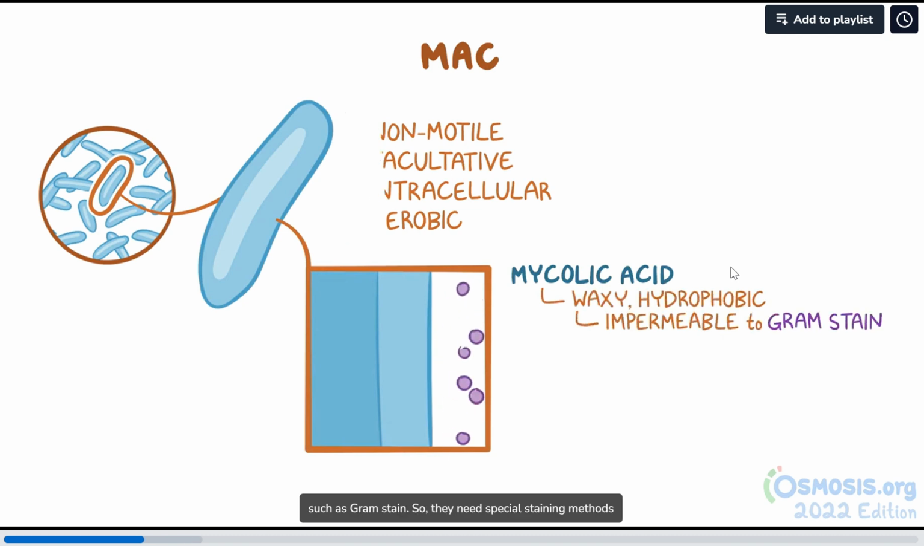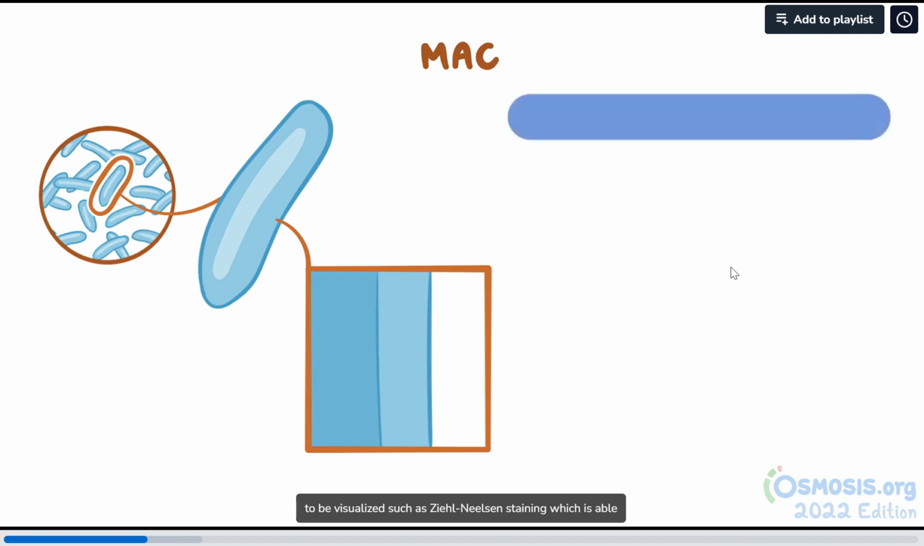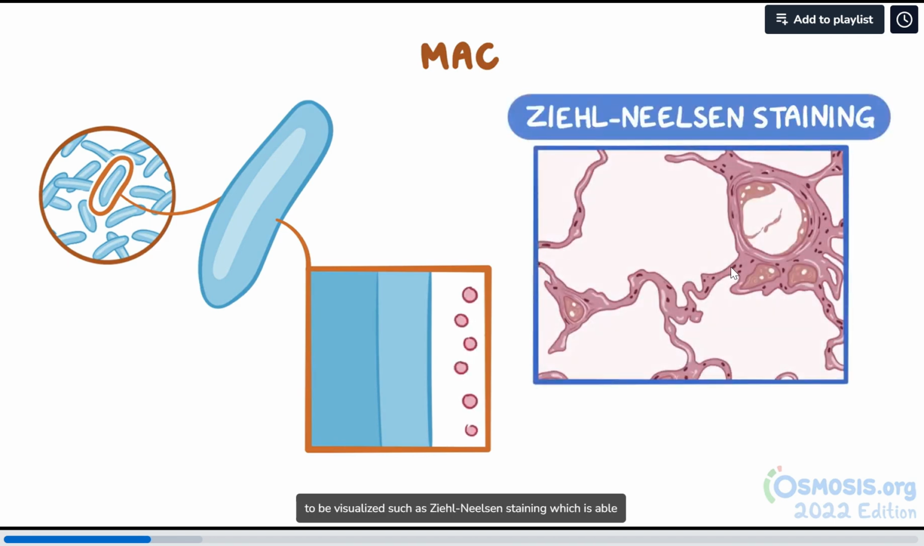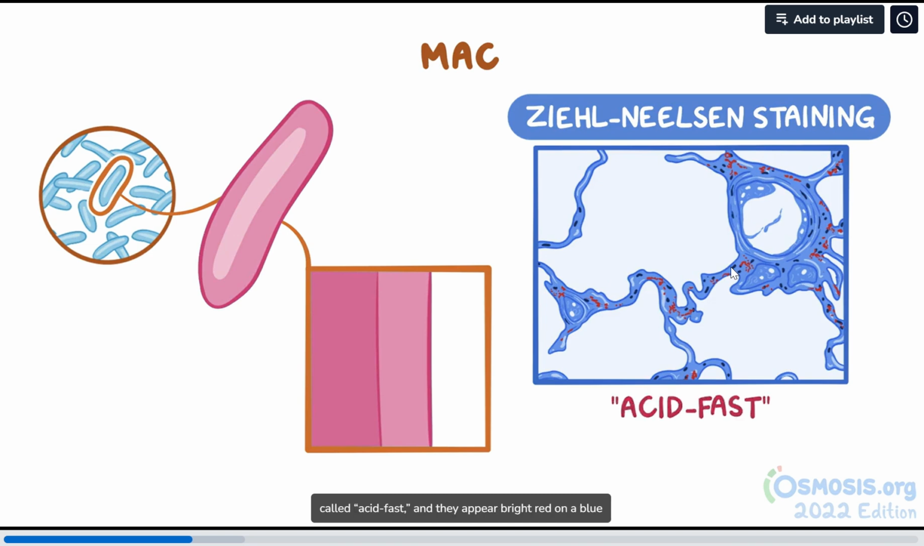So, they need special staining methods to be visualized, such as Ziehl-Neelsen staining, which is able to penetrate the waxy mycobacterial cell wall. So, the stain binds to the mycolic acid in the mycobacterial cell wall, and, after staining, an acidic decolorizing solution is applied which removes the red dye from the background cells, tissue fibers, and any organisms in the smear except mycobacteria, which retain the dye. And this is why they're called acid-fast, and they appear bright red on a blue background.